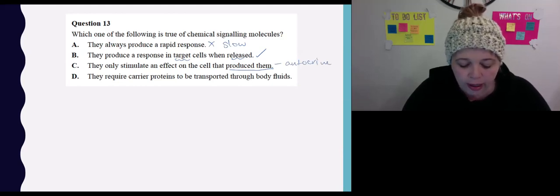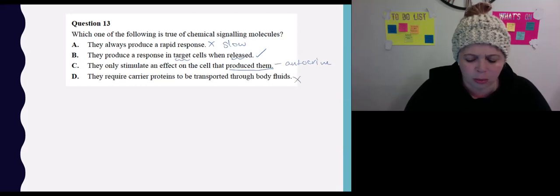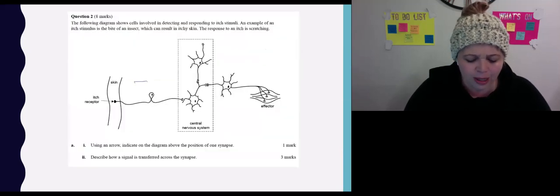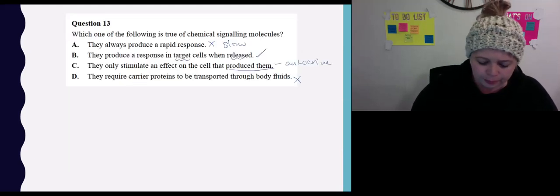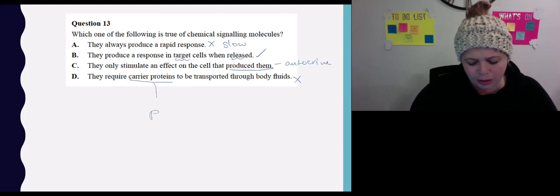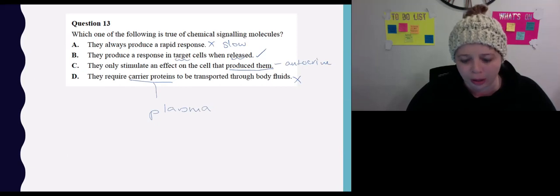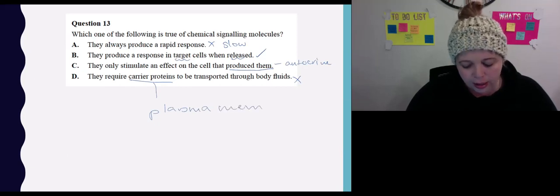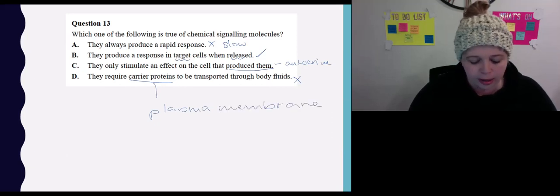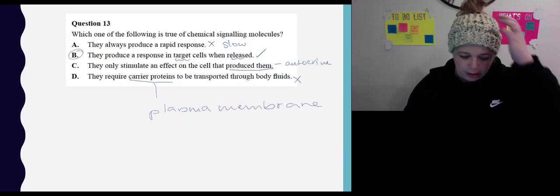And do they require carrier proteins to be transported through bodily fluids? No, because carrier proteins are embedded in the plasma membrane. They've got nothing to do with your fluids or your interstitial fluid. So therefore that one cannot be right. So therefore our correct answer is B.